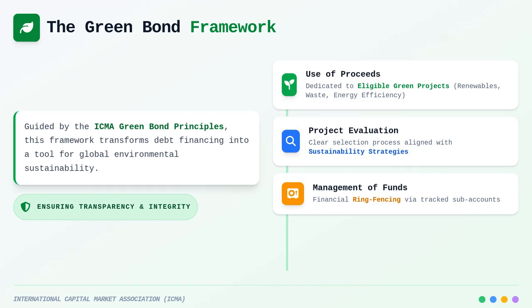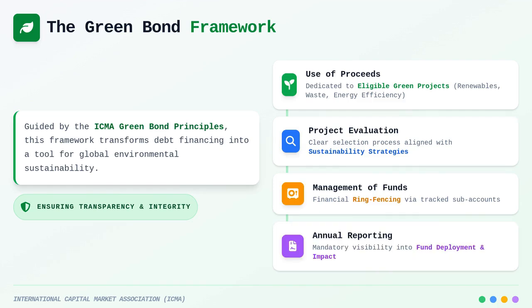Third, the management of proceeds requires a degree of financial ring fencing, ensuring that funds are tracked and held in sub-accounts to prevent misuse. Finally, the issuer commits to mandatory annual reporting, which provides investors with visibility into the deployment of funds and the resulting environmental impact.